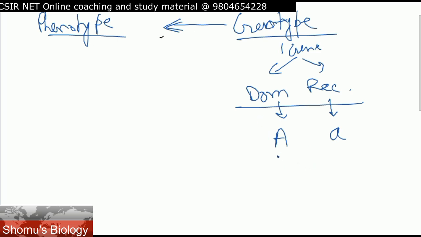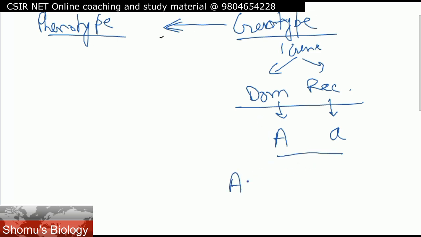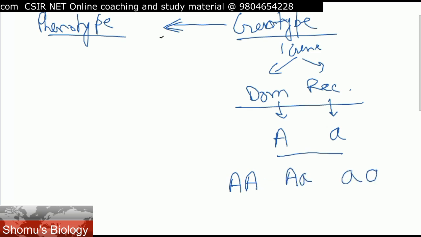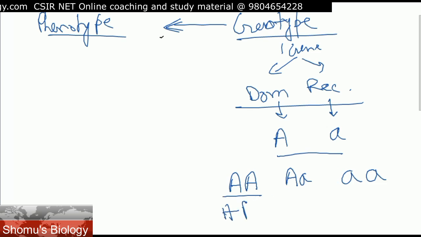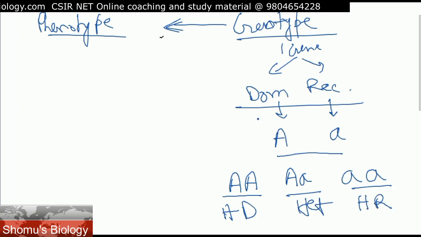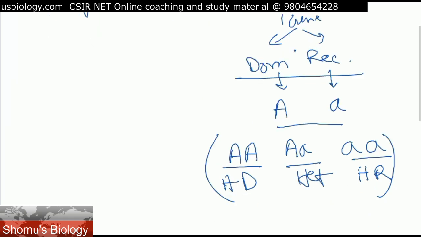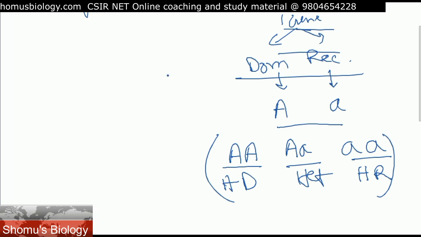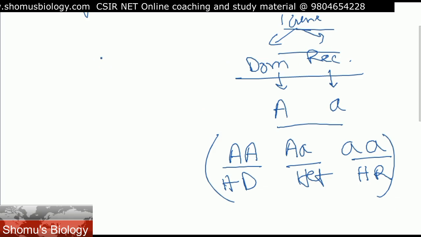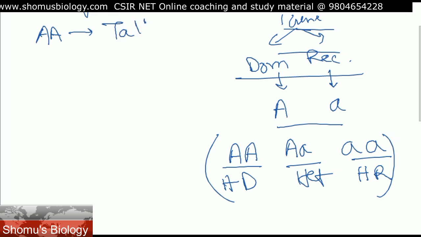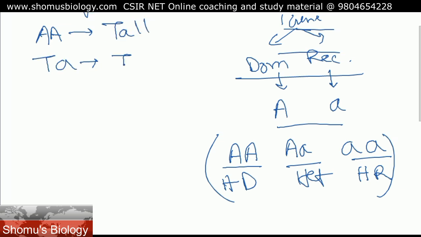The dominant form is represented by a capital letter and the recessive form by a small letter. The combination of these two gives us three separate combinations: capital A capital A, capital A small a, and small a small a. This is homozygous dominant, this is heterozygous, and this is homozygous recessive. All these three different genotypes are possible from this one particular gene, remember. But the phenotype may not be the same as the genotype. For example, capital A capital A, let's say, will give us a tall height. Capital A small a also gives us a tall height.